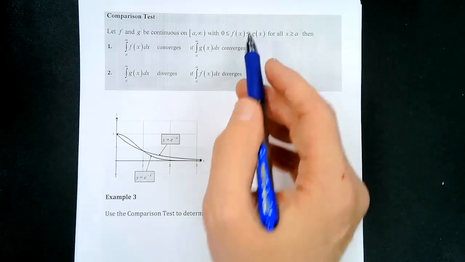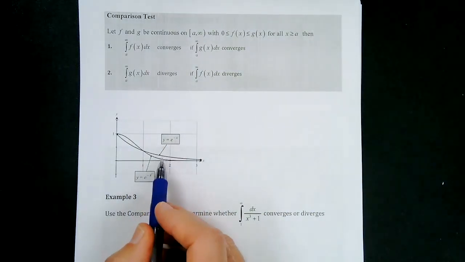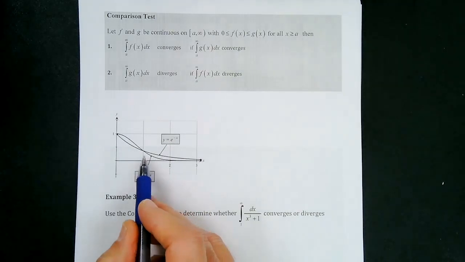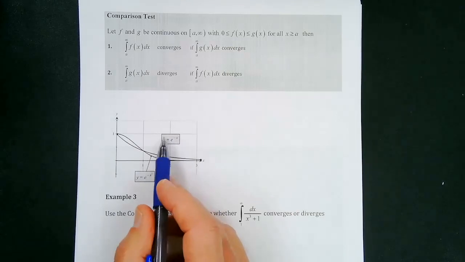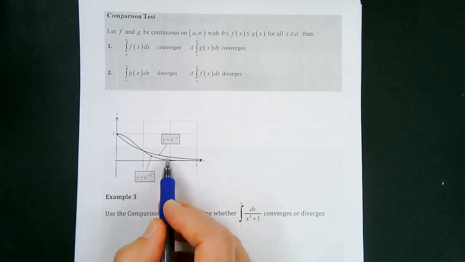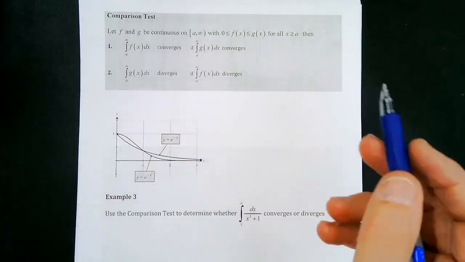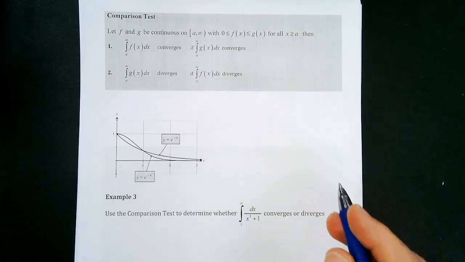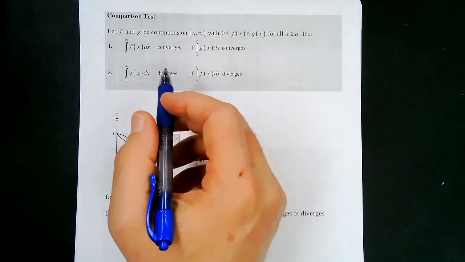For instance, this one right here is e to the negative x, and this is e to the negative x squared. From 1 on, e to the negative x is bigger, right? And I'm going to tell you in a minute, this one converges. Well, if this one converges, this one must also converge, because the bigger one is squeezing down the smaller one. So that's how we know if something's converging or not. If we can come up with a function that's bigger and converges, then the one that's smaller must also converge. And kind of vice versa.